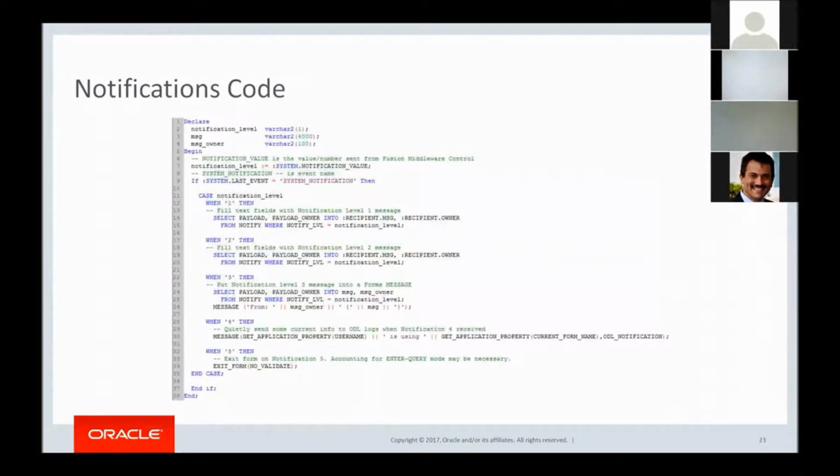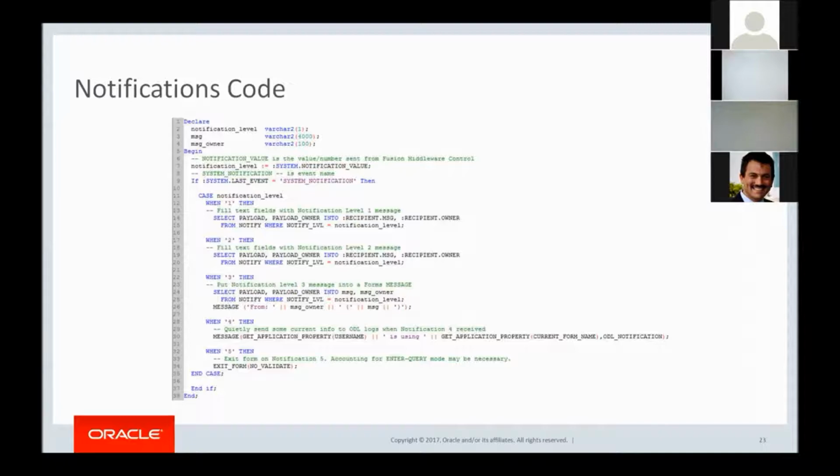And the code is entirely up to you. As I mentioned, you could do whatever you want with it. What will happen is the form's going to receive 1, 2, 3, 4, or 5, and you decide what you want to do with that 1, 2, 3, 4, or 5. And again, these were just random ideas off the top of my head. You could do just about anything you want.